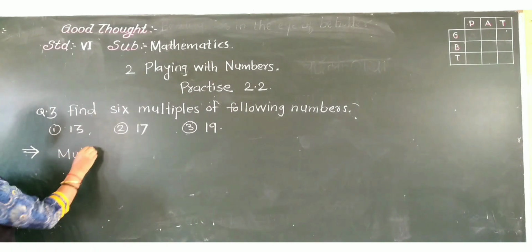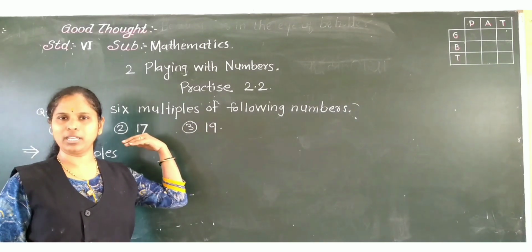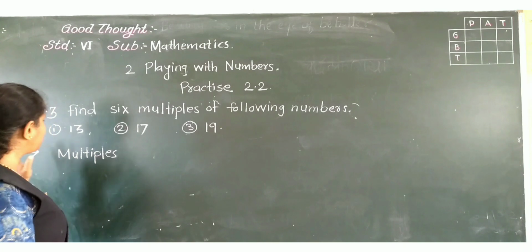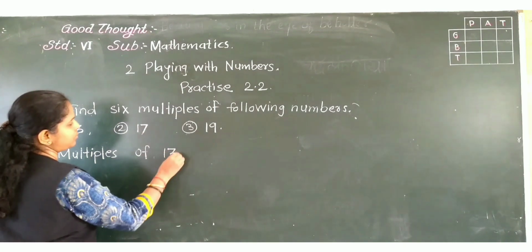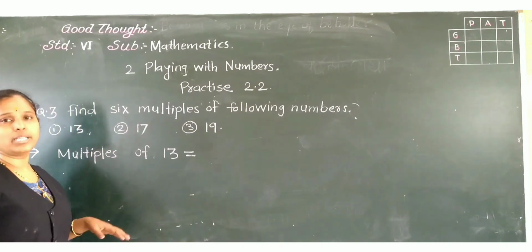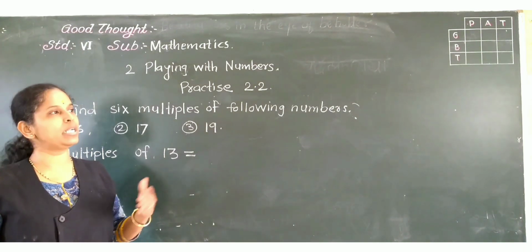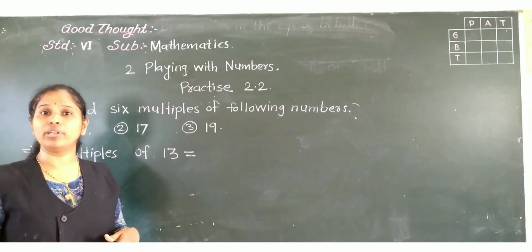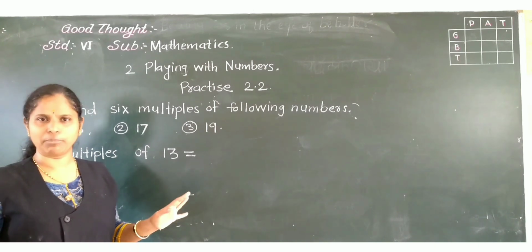Multiples of, or directly you can write the table of 13. Any 6 they said, no? So up to 6th place you have to write a table of 13. But it is not necessary that you should multiply by 1 to 6 only. You can multiply it by 10, you can multiply it by 11 also, you can multiply it by 24, 26. By any number you can multiply.